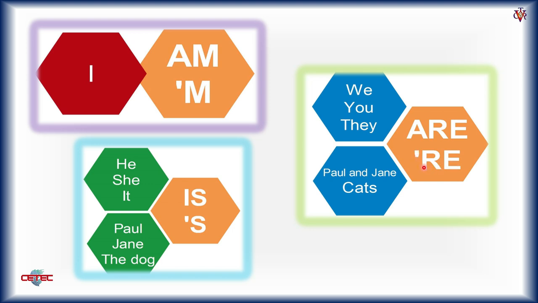Apostrophe, R-E, are. Here, the letters A-R-E are the same when they are in this position. Don't forget, here the apostrophe deletes the first vowel, A, in are.